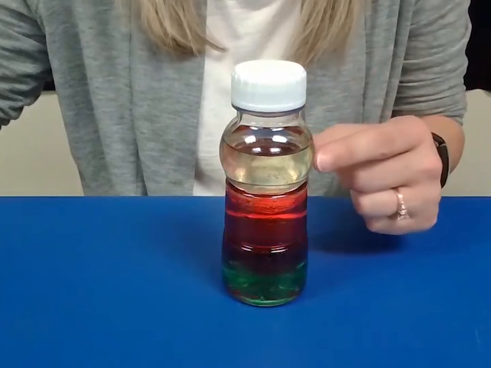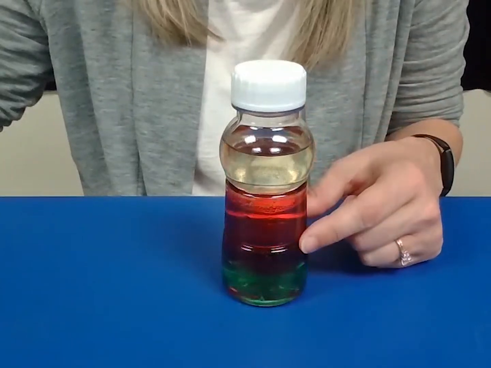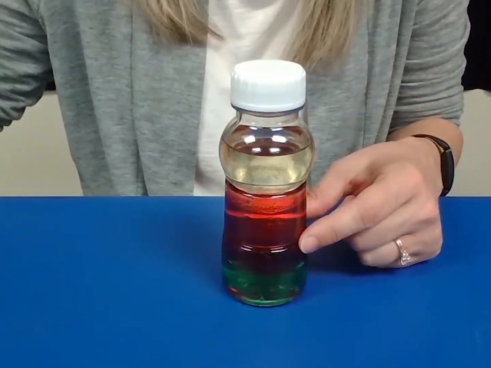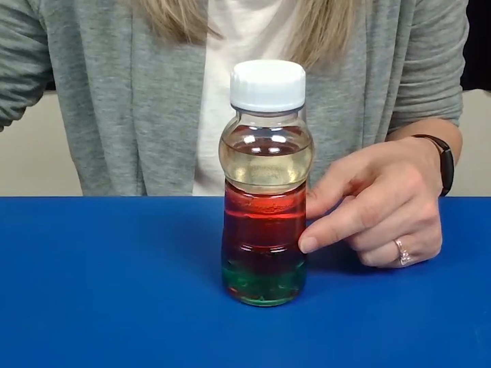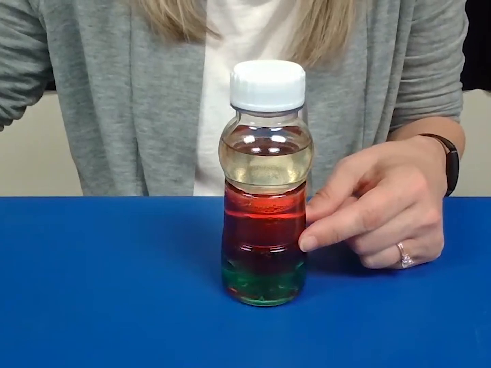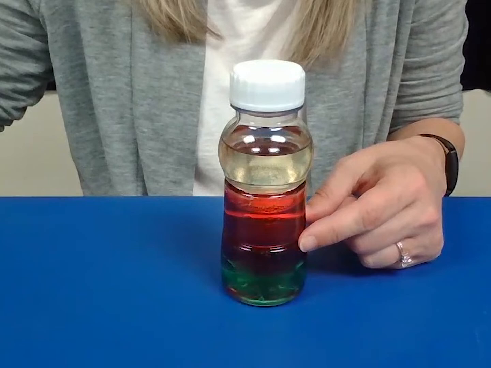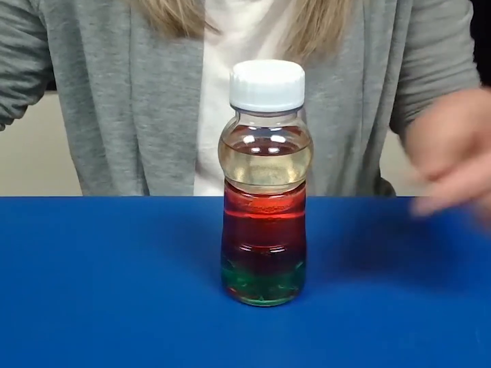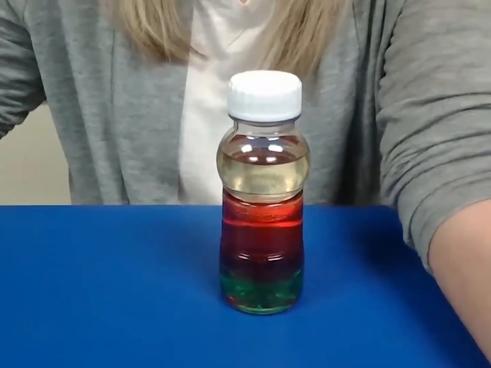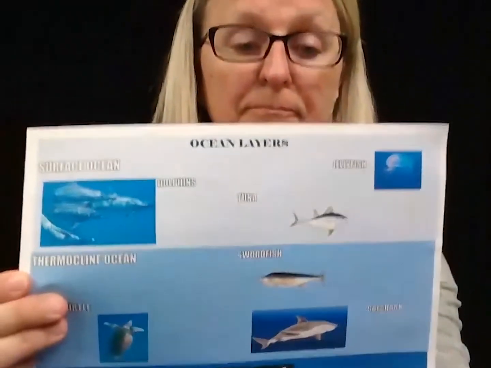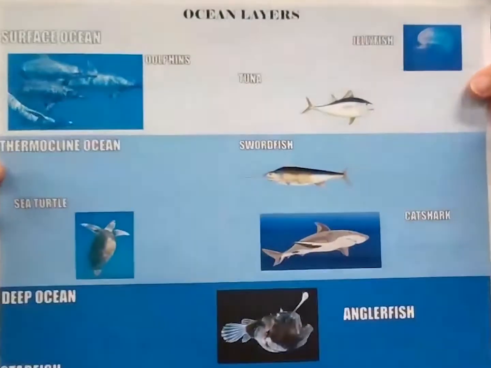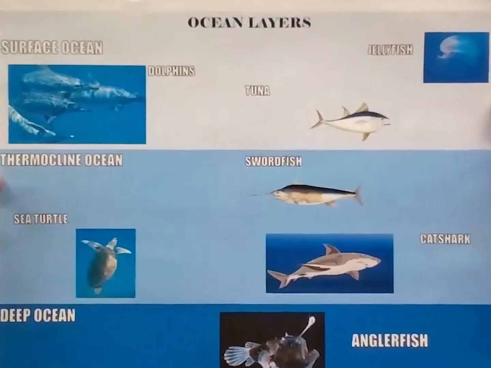Just like our bottle has different layers due to density, the ocean has several different layers of water of different density. There are three main layers in the ocean, which we represent here with our bottle. Here is a picture I made to show you the different layers of the ocean. I'll get that in there for you.